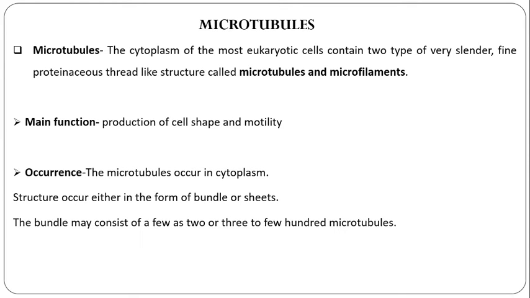The cytoplasm of most eukaryotic cells contains two types of very fine, cylindrical, proteinous thread-like structures, called microtubules. Microtubules have the large diameter, and the microfilaments have the smallest diameter. Their main function is the production of cell shape and motility. Microtubules occur in the cytoplasm either in the form of bundles or sheets. A bundle may consist of as few as two or three to a few hundred microtubules.